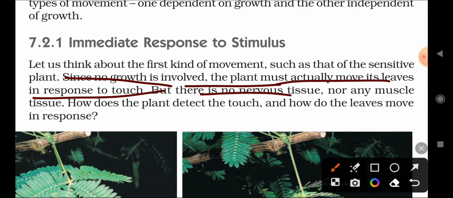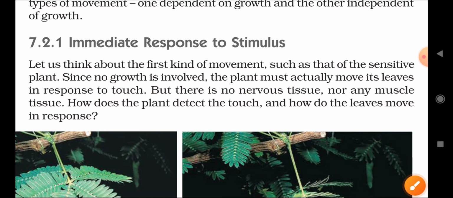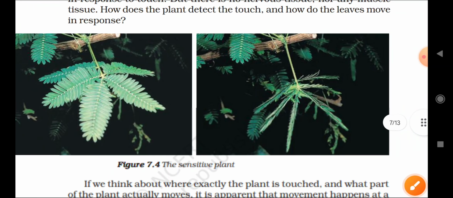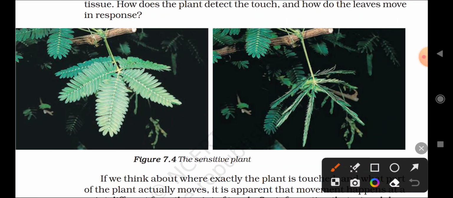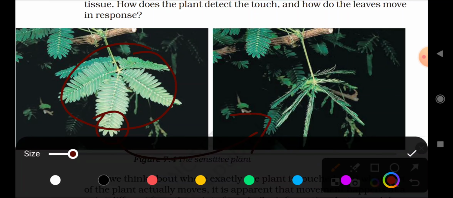But there is no nervous tissue nor any muscle tissue. How does the plant detect the touch and how do the leaves move in response? For example, this figure will illustrate it more briefly. This is a sensitive plant. When we touch it, it turns into this shape.